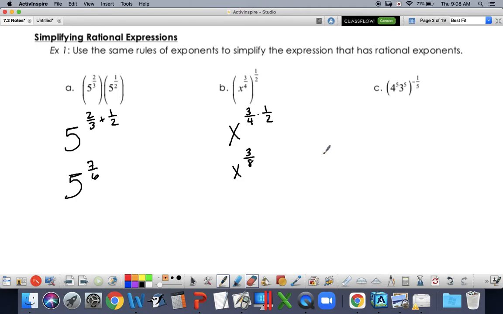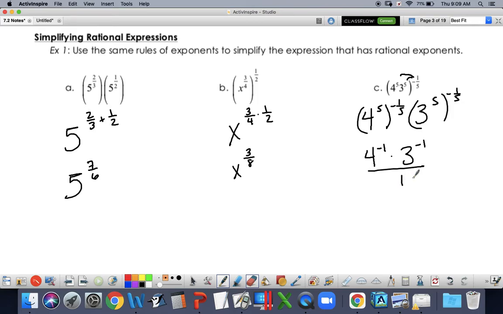Letter C, I have two different bases here, so I cannot combine these, but what I can do is raise each of them to the power of -1/5. So I get 4 to the 5th raised to the -1/5, and 3 to the 5th raised to the -1/5. Since I have a power raised to another power, I multiply those exponents. I get 4 to the -1 times 3 to the -1.